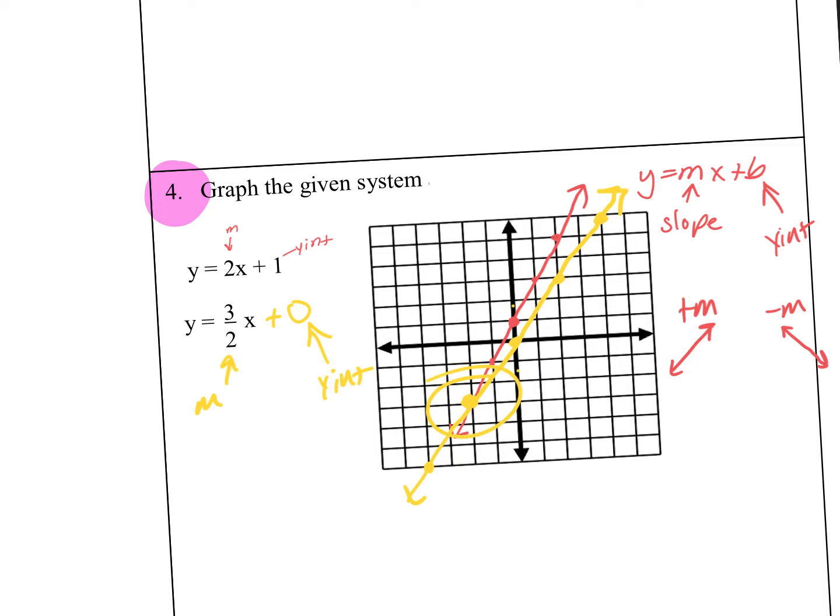Where do they intersect? What is that point? It's at negative, from here I go 1, 2, -2, -3. So it's at -2, -3. And then how do I know for sure that I'm right? Plug it in.